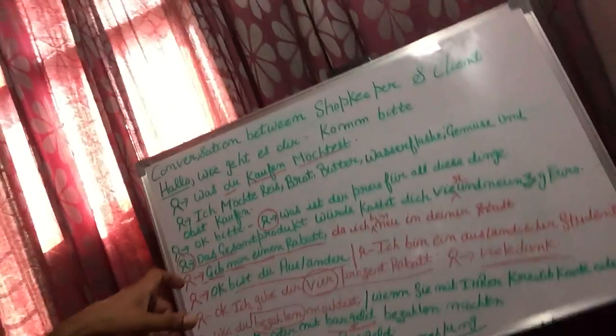Alright. So basically guys, this is the conversation we have between the shopkeeper and the client. So for example, you are in Germany and you want to buy a product. So these conversations you can apply. So we have kaufen verb. Kaufen is to buy. We have möchten. Möchten is to want.